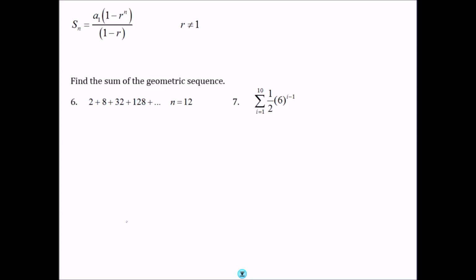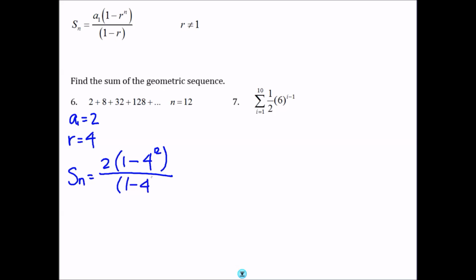So let's find the sum of the geometric sequence. If we look at number 6, our first term is 2. R will be 4. We're multiplying by 4 each time. And it tells us what n is. So we can just plug this into the formula. Oops, and this should be S sub 12, the sum of 12 terms.